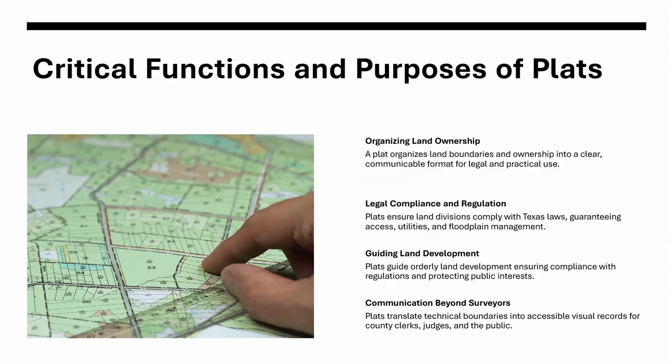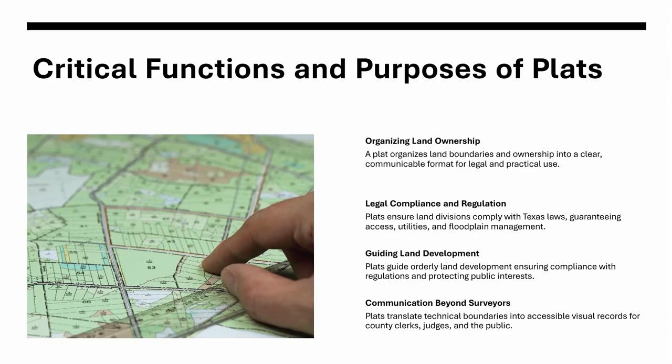Another major purpose of our plats is to ensure that land divisions comply with the law. Texas, like every state, has statutes governing subdivision. Under the Texas Local Government Code, no land may be divided for sale, development, or construction unless a plat has been approved by the appropriate authority, usually a municipal planning commission or a county commissioner's court. The requirement is not mere bureaucracy. It's a safeguard to ensure that new lots have adequate access, utilities, and drainage.